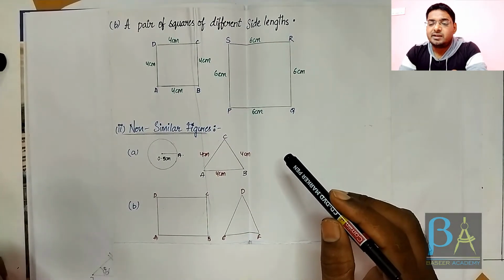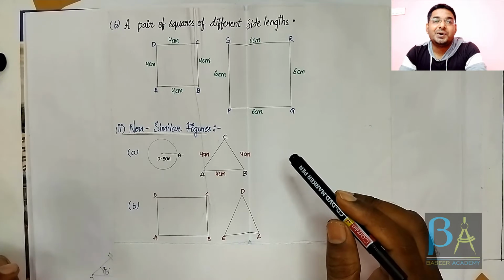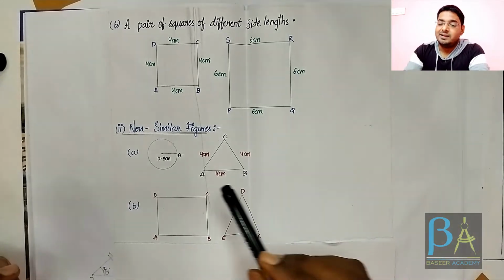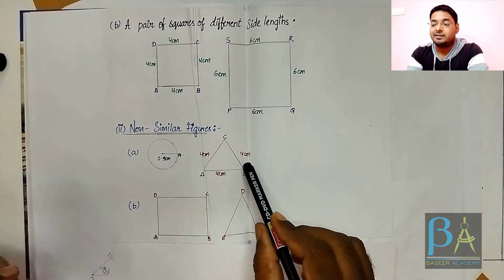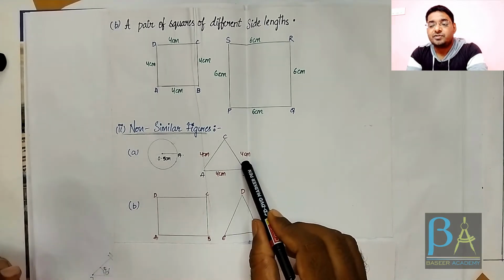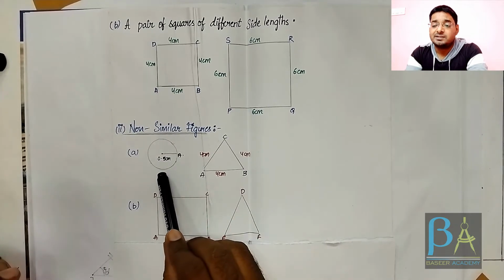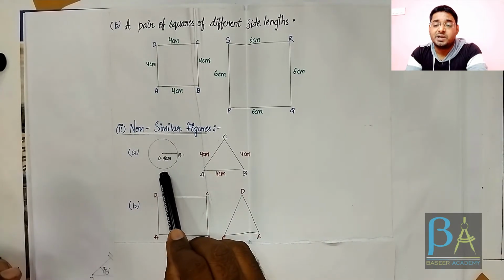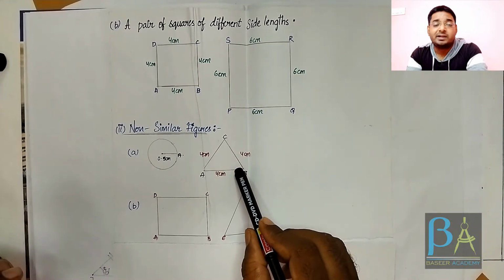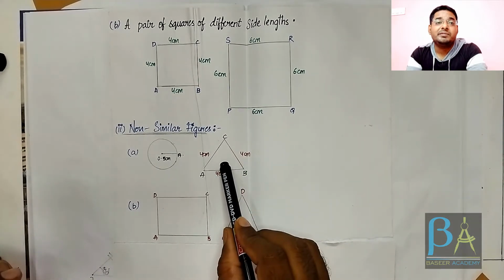In the same way, he's asking us to give examples of a pair of non-similar figures. That's the reason I drew a circle here and an equilateral triangle here. A circle and a triangle are not similar to each other because they have different shapes. The shape of this one is a circle and the shape of this one is a triangle. They don't have the same shape, so obviously they are non-similar figures.